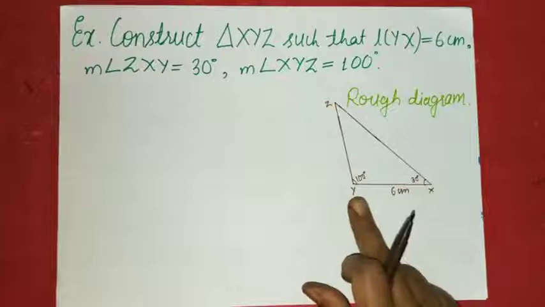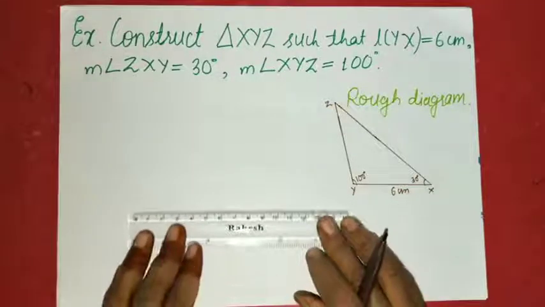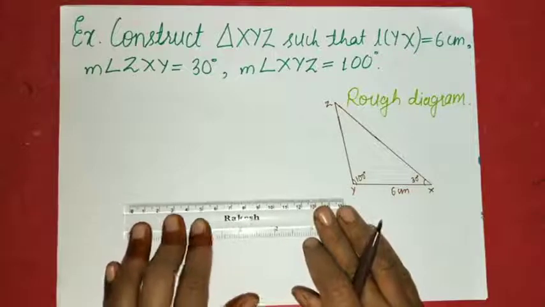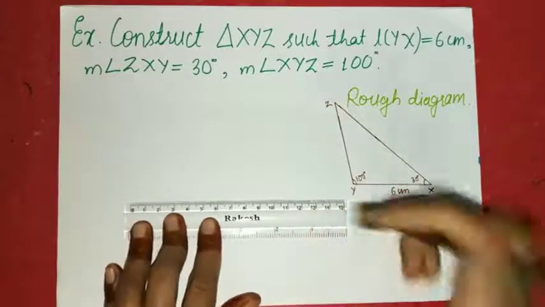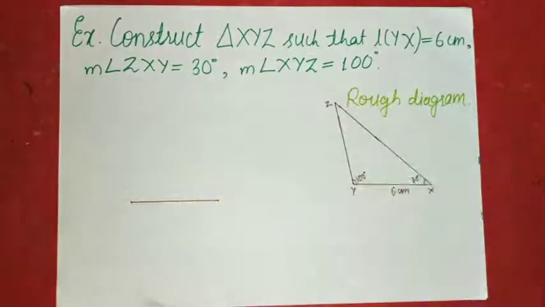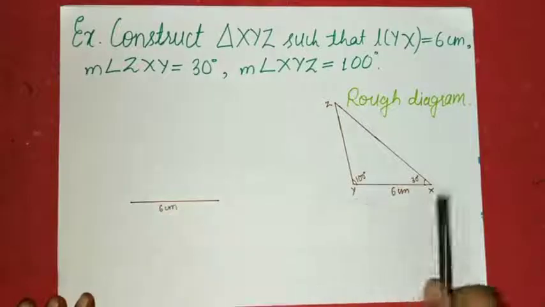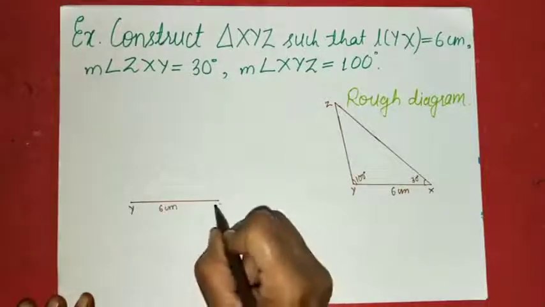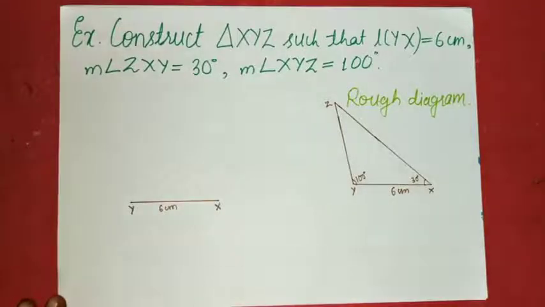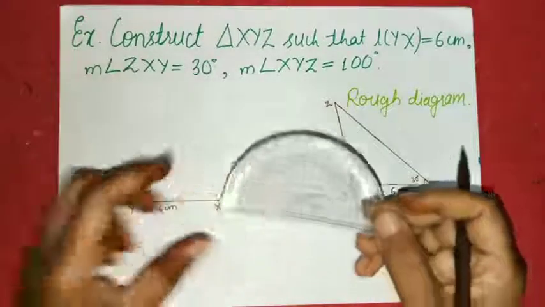So we will again start here with the base. Here the base is given, segment YX is 6 cm. So now take a ruler, start from 0, stretch it up to 6. Draw the segment of 6 cm here like this. Give the same name as given in the rough diagram. Here this is YX. Now, as we have to draw an angle of measure 100 degrees, we have to use a protractor.